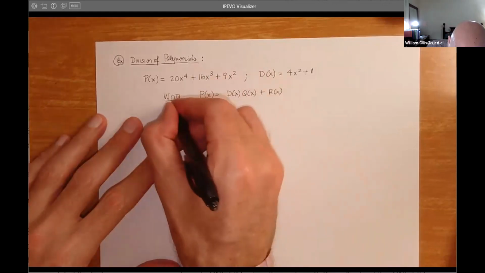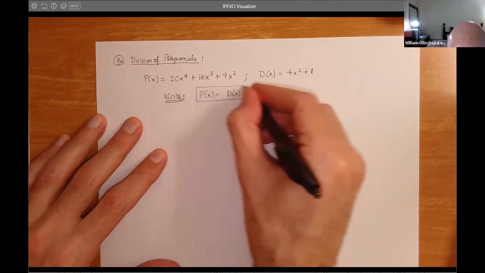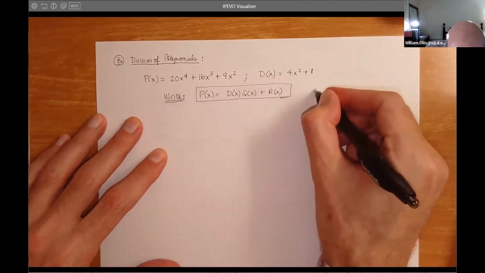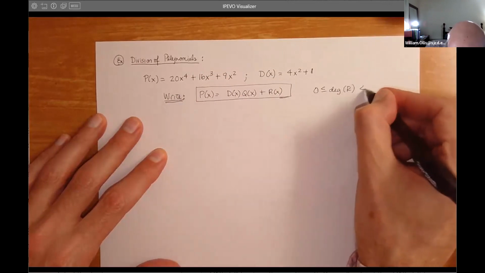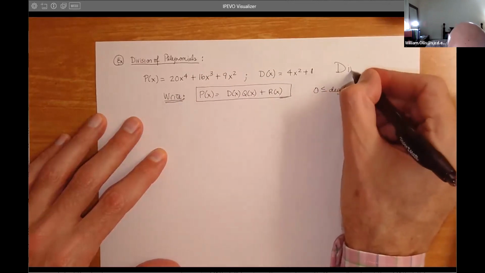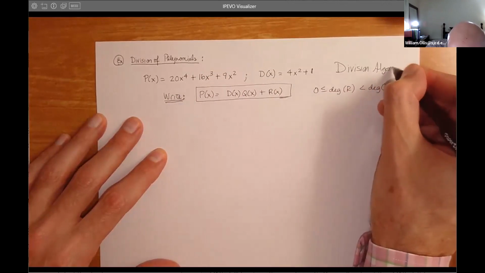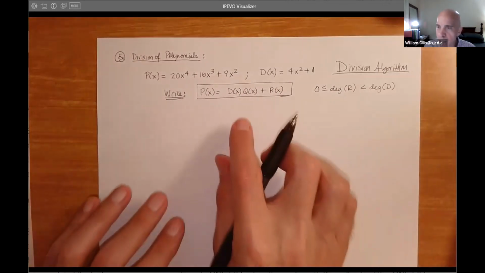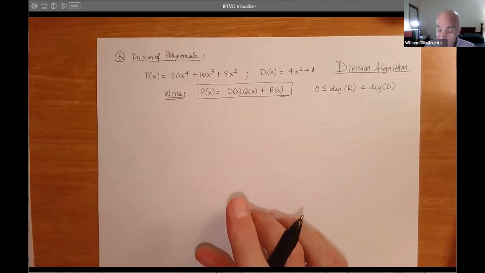But again, here, this is the division algorithm. And remember, the degree of R is strictly less than the degree of the divisor. So this is the division algorithm. This is what we call the big hammer. It's a very important result. It gives us the remainder theorem and the factor theorem. So again, results like this are of primary importance.